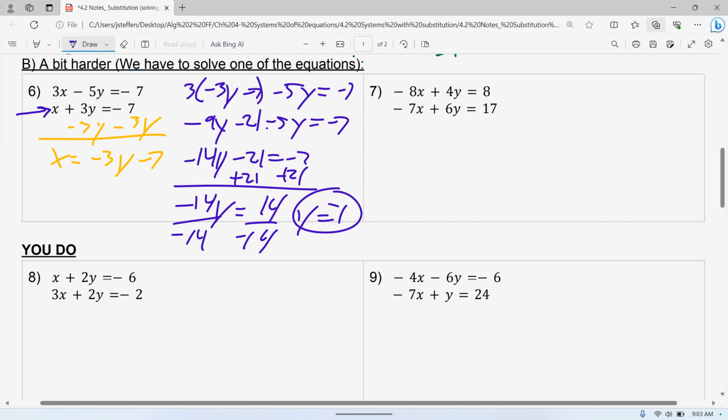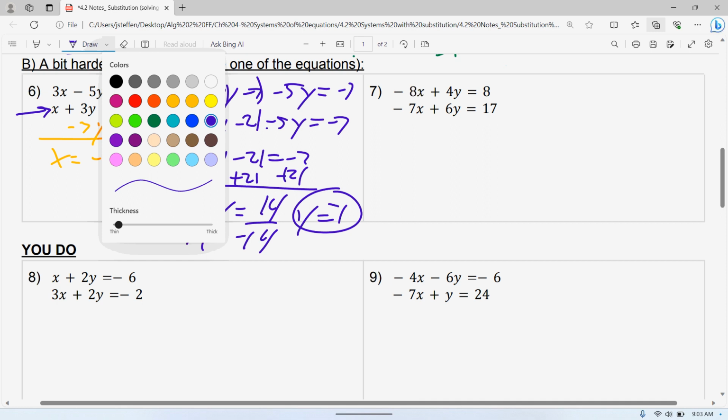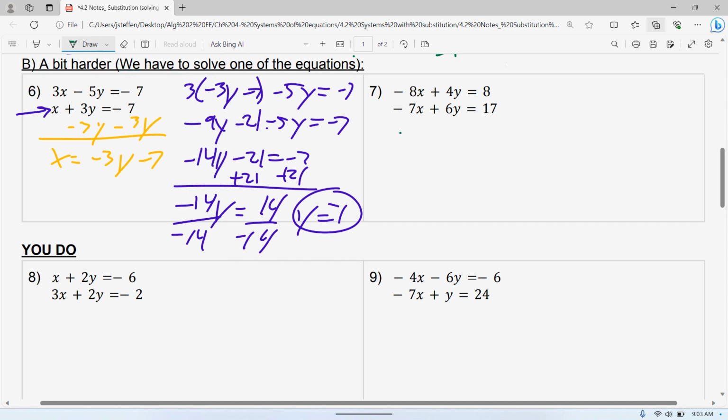So plug that y back into your x equation. That's negative 3 times negative 1. Positive 3 minus 7. And so I get negative 4, negative 1.